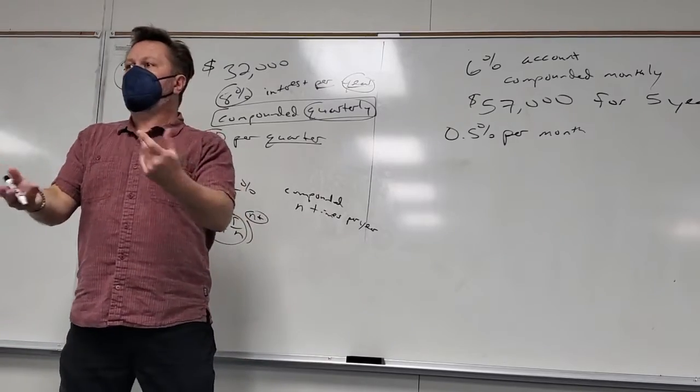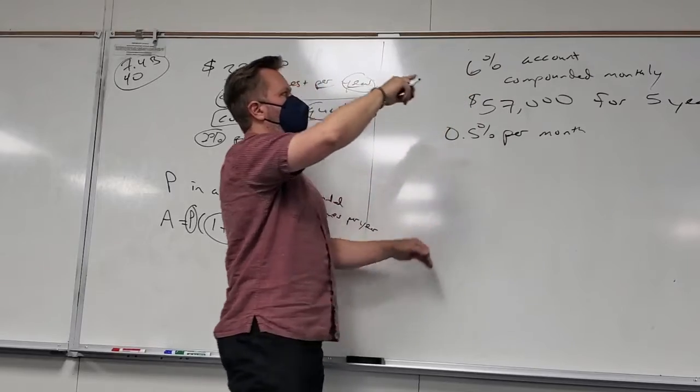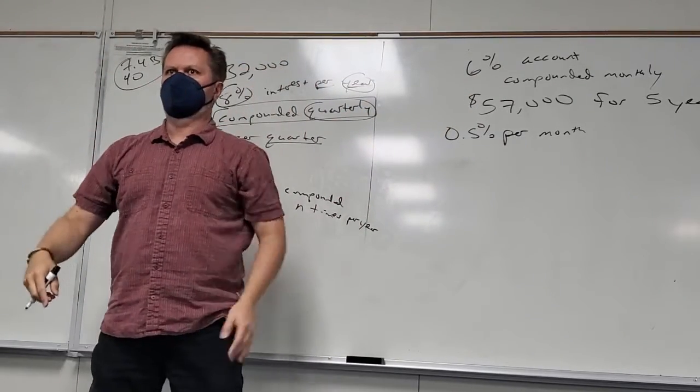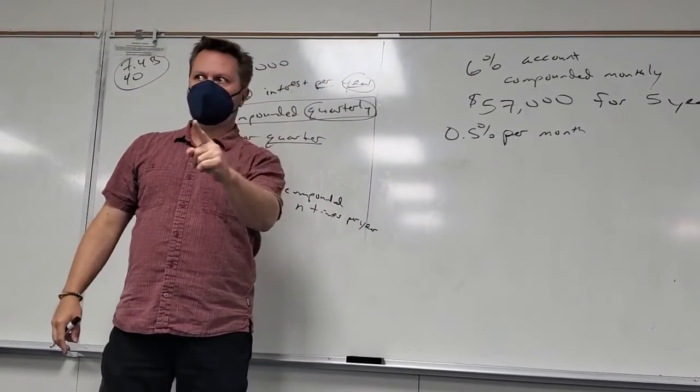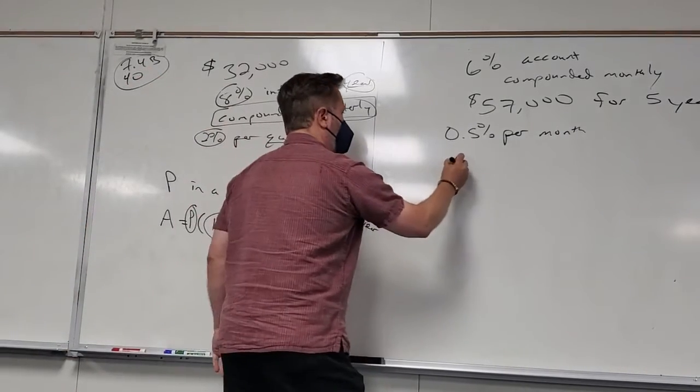So then all you've got to do now is figure out how many total times I'll compound, how many total times I'll actually add money in. I'm doing it monthly, so 12 times a year for 5 years. That's 60. So what I'm going to do is just do this.